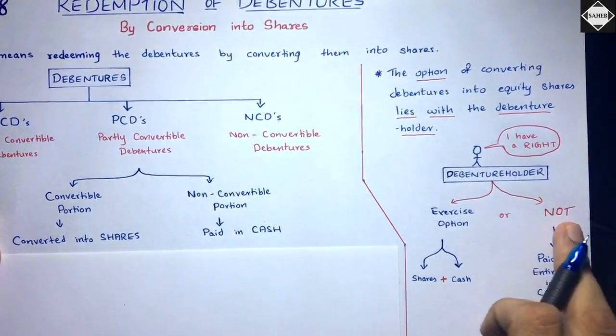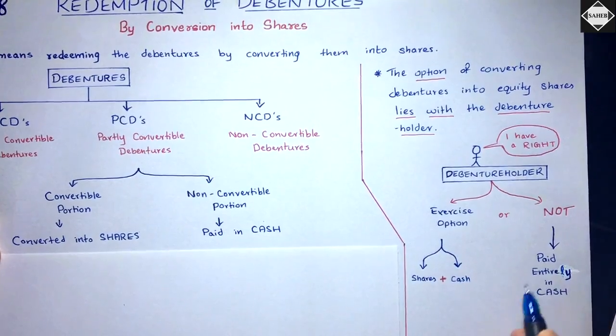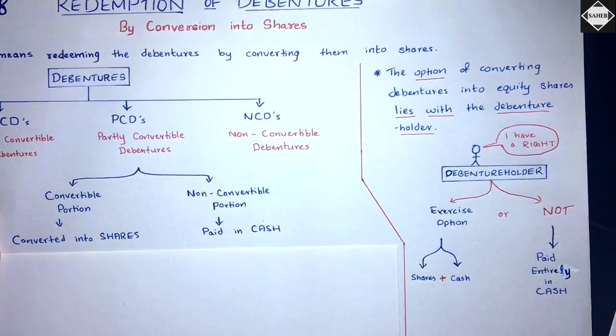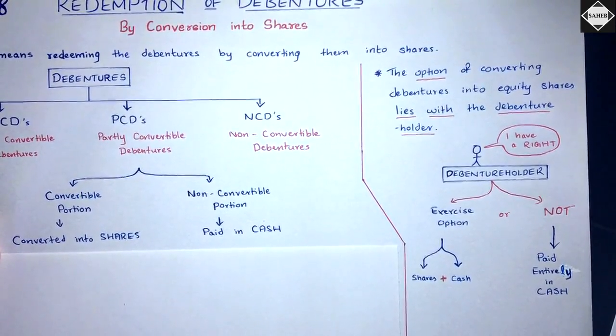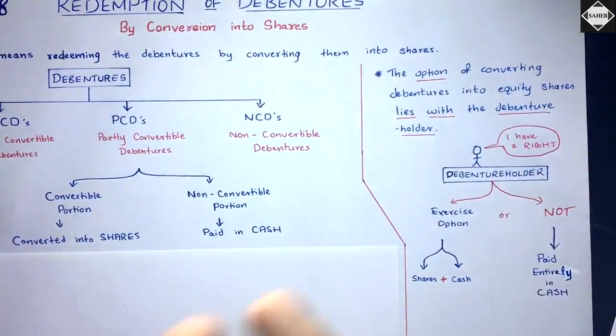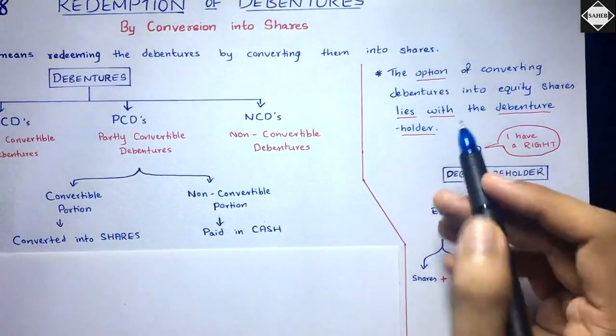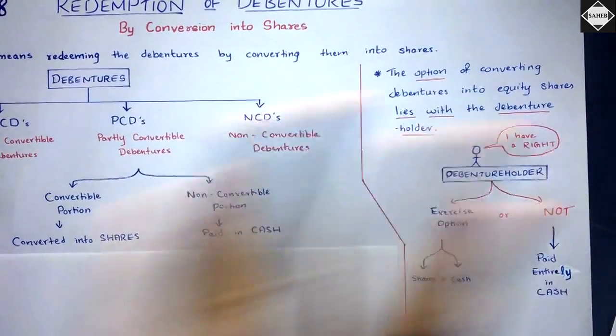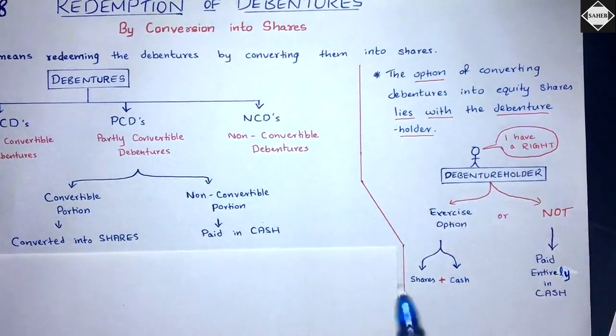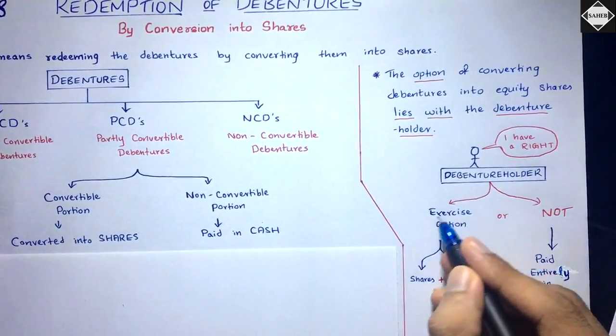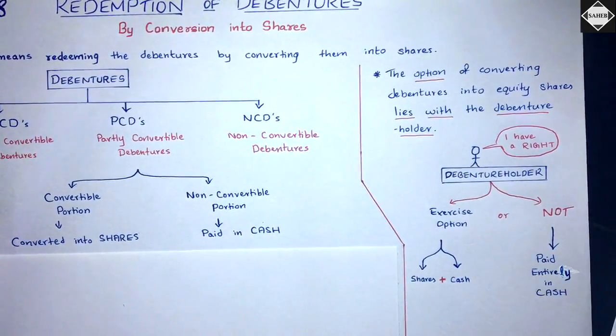And if he doesn't exercise the option, he will be paid entirely in cash for his redemption value. Is that okay? So you understood this properly. The option of converting debentures into equity shares lies with whom? Not the company, the debenture holder. He has to choose whether he wants to exercise the option or not. Are you clear with this? It's simple.